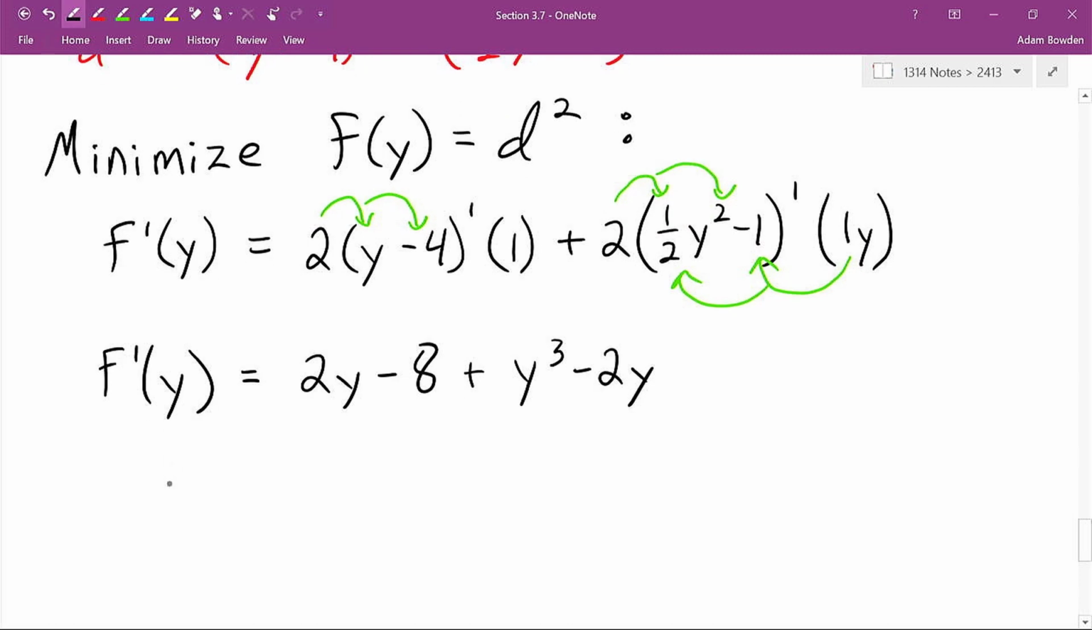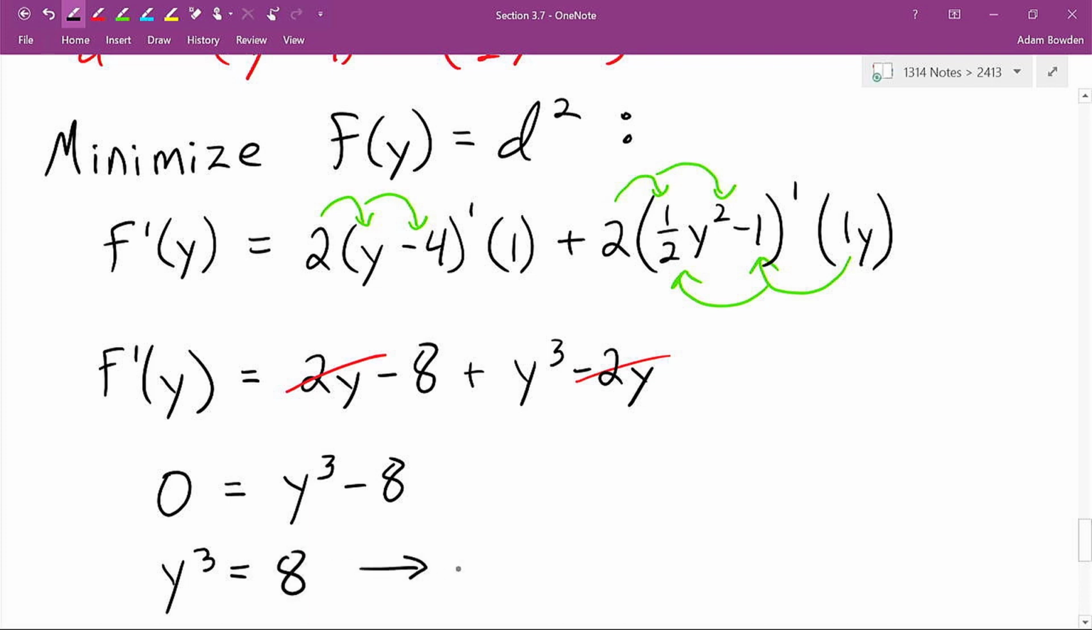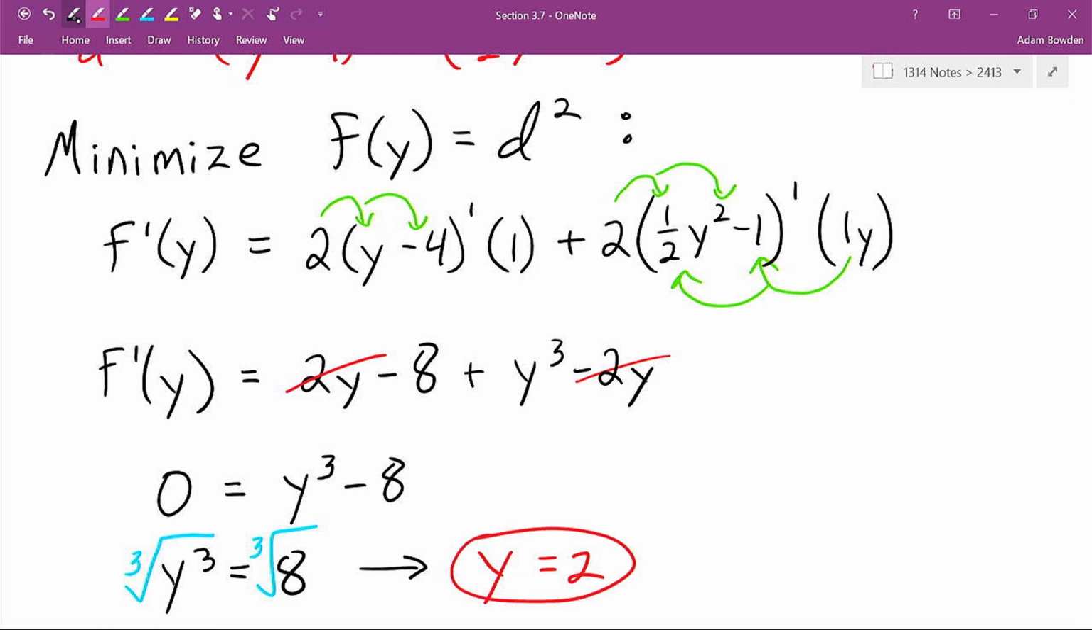We're going to need to set this equal to 0 to find the critical values. So 0 equals, once I combine together the terms, y cubed minus 8, because we're going to see those two y's go way up there. So y cubed equals 8, and from there it follows that if we take the cube root, y is equal to 2. And that's our critical value.